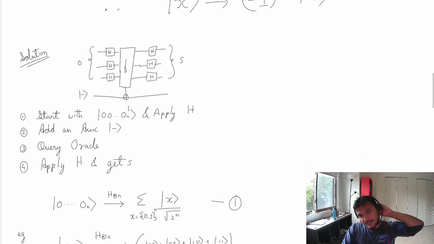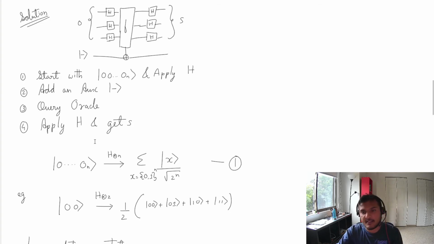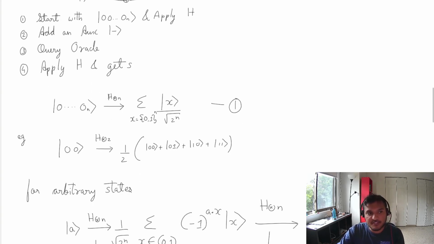Good. So let's look at how it works. First, I start with an all zero state, and then I apply Hadamard to each of my bits.